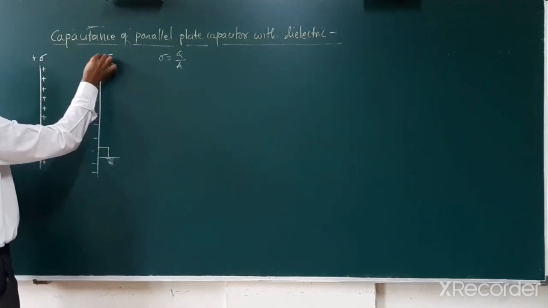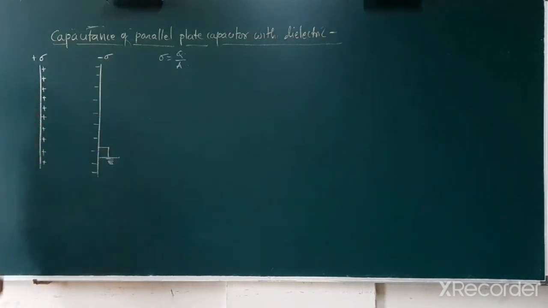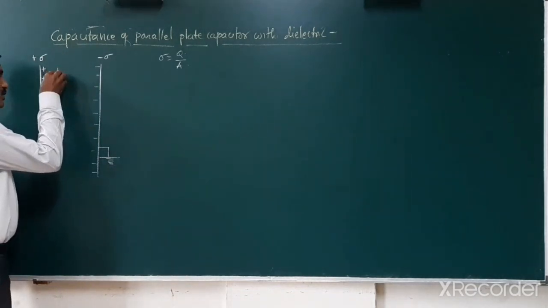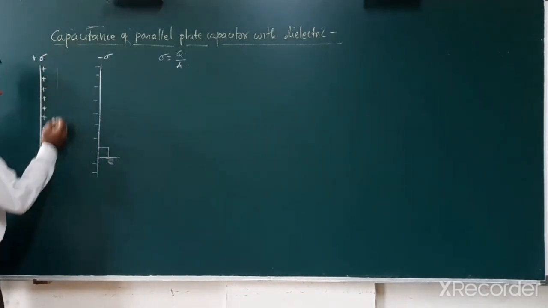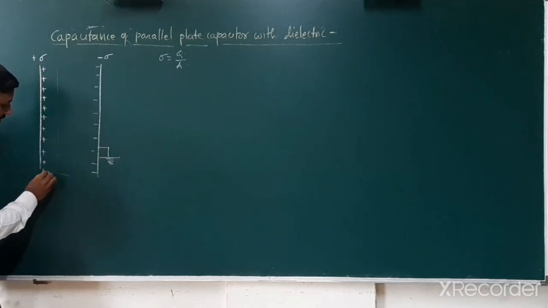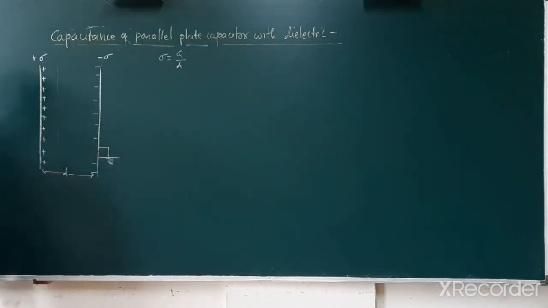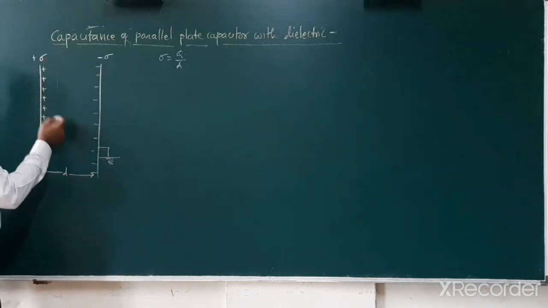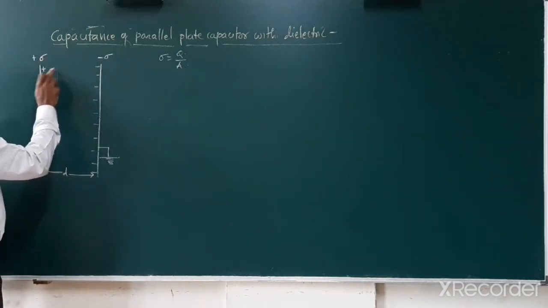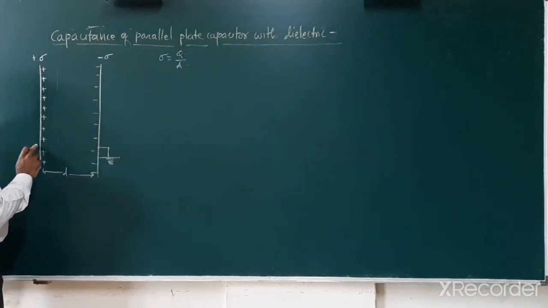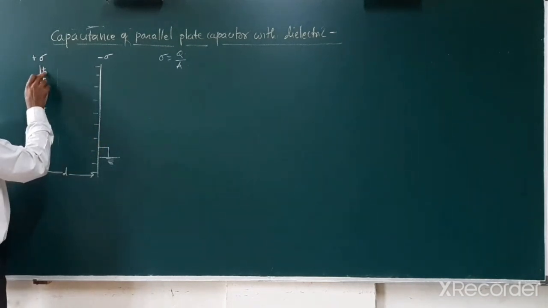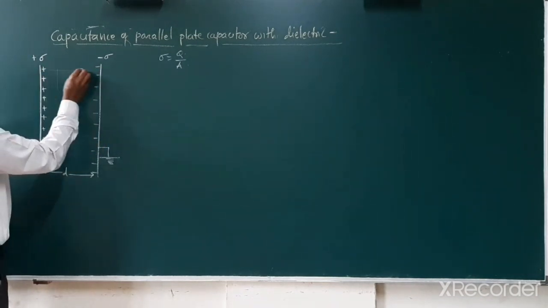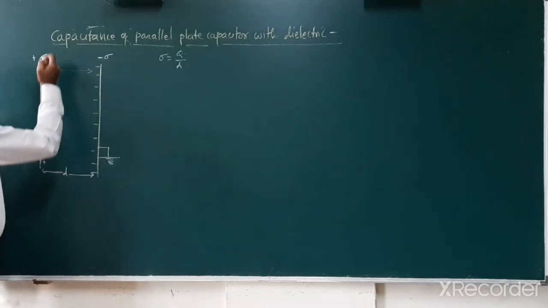So charge per unit area becomes negative, so there is a minus sigma. In between these two plates, both the plates having area A, the distance between the two plates is D. Now, very simple: the electric field inside moves from the positive plate to the negative plate, meaning plus sigma to minus sigma, so the electric field is in this direction.